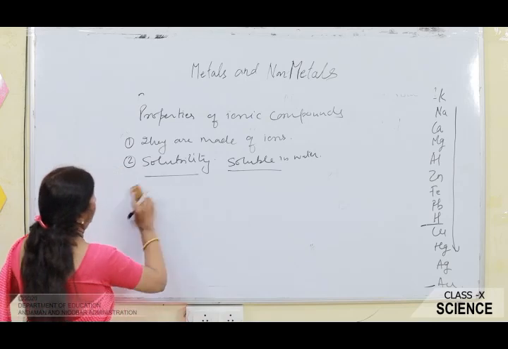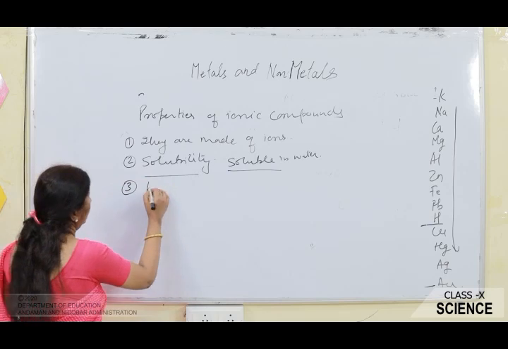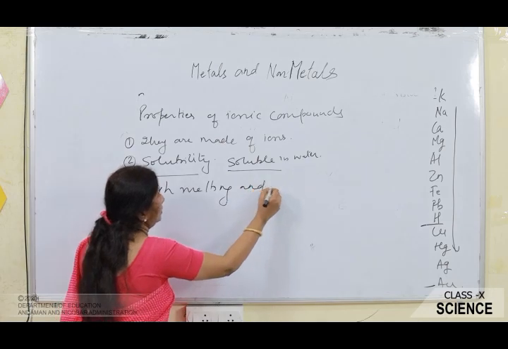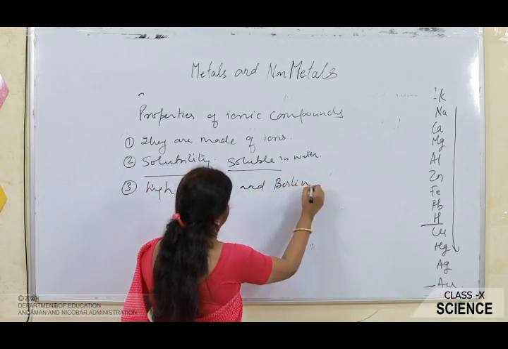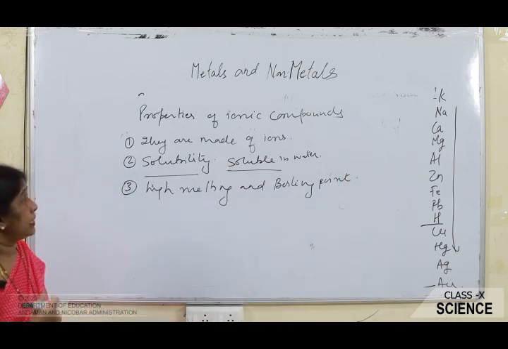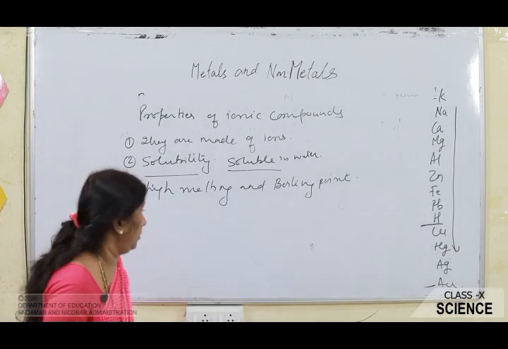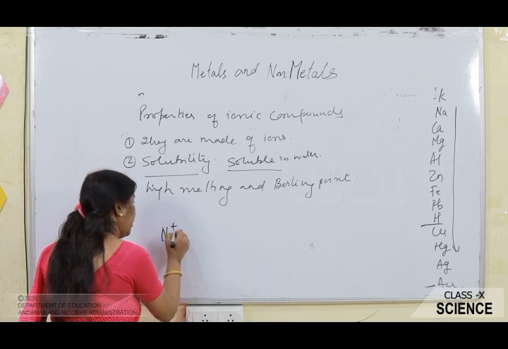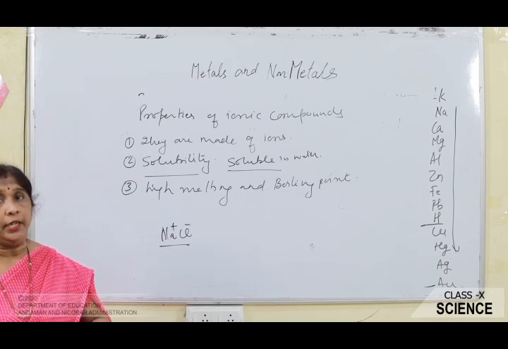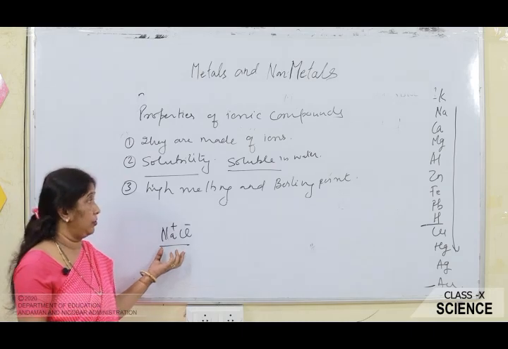The next property of ionic compounds is high melting and boiling point. These ionic compounds have relatively high melting and high boiling point. See here, the force of attraction between these ions. Whether in the solid form or in the aqueous form, these ions are present in the ionic form only, in the compound as well as in the aqueous solution.